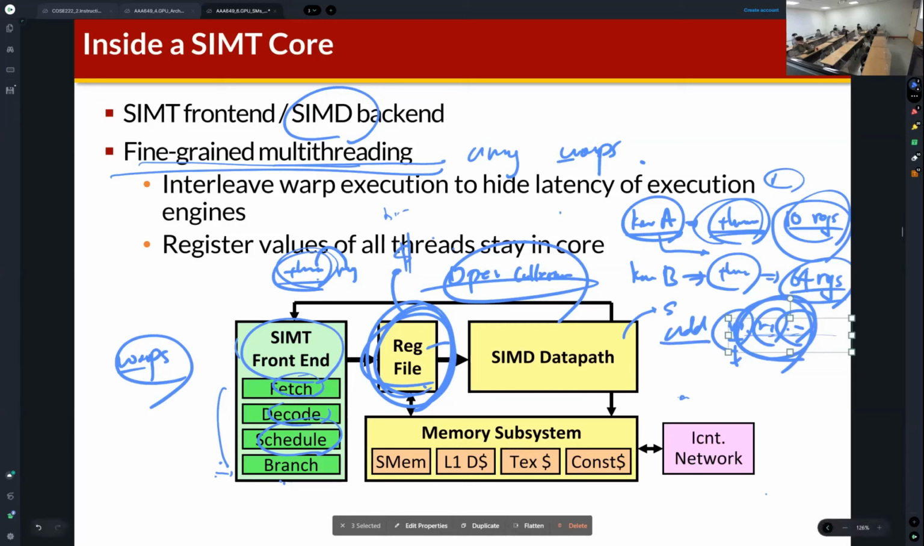So in order to execute this instruction using the data from the register file, the data should be collected from the register file. So this unit is called the operand collector. There is the OC here, and the OC provides the register data from the register file, and then provides the data to the SIMT data path. Okay.